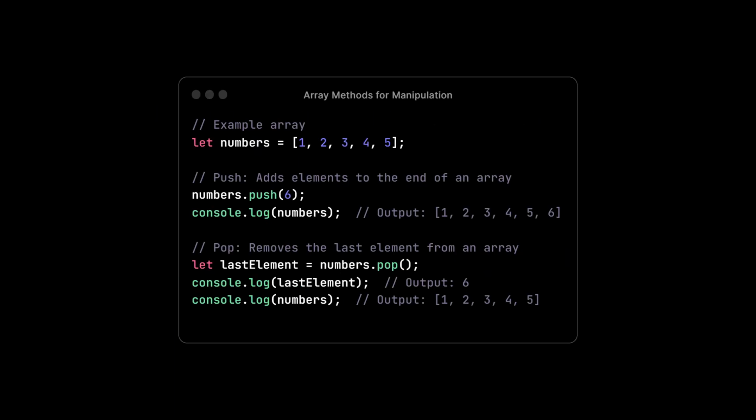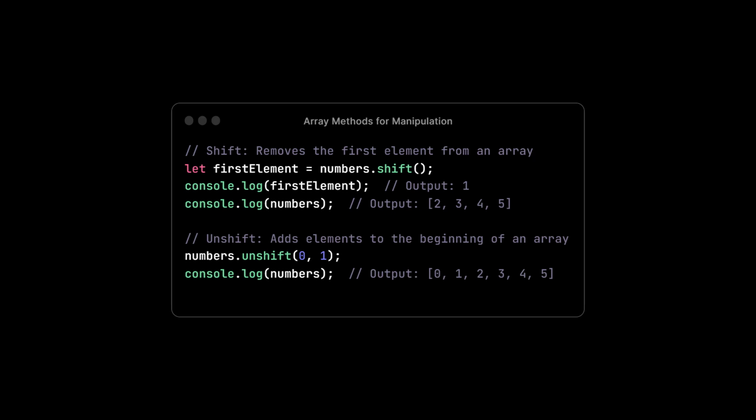Array methods for manipulation. JavaScript provides several useful array methods for manipulating arrays. Some common methods include push, adds one or more elements to the end of an array. Pop, removes the last element from an array and returns it. Shift, removes the first element from an array and returns it. Unshift, adds one or more elements to the beginning of an array.